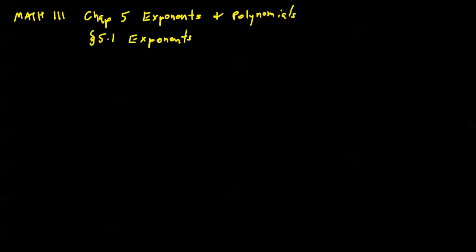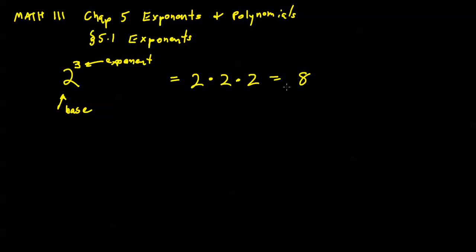Of course, we all know what exponents are all about from our first course in algebra. As a brief review, if I've got 2 raised to the third power, well, 2 we refer to as the base. 3 is, of course, the exponent. And it's really just a shorthand for extended multiplication. 2 to the third power is nothing more than 3 factors of 2, and 2 times 2 times 2 is, of course, 8.